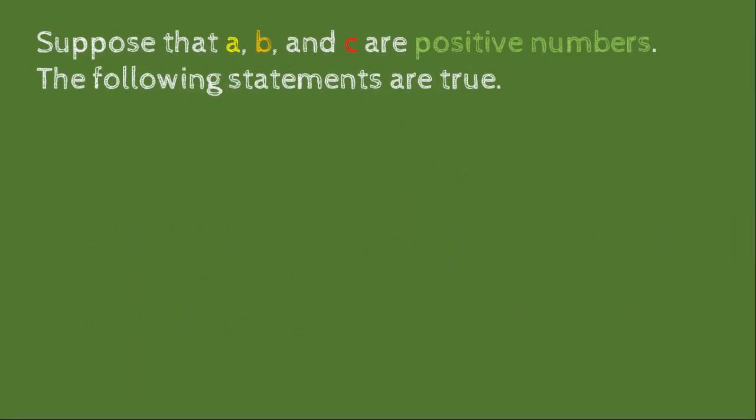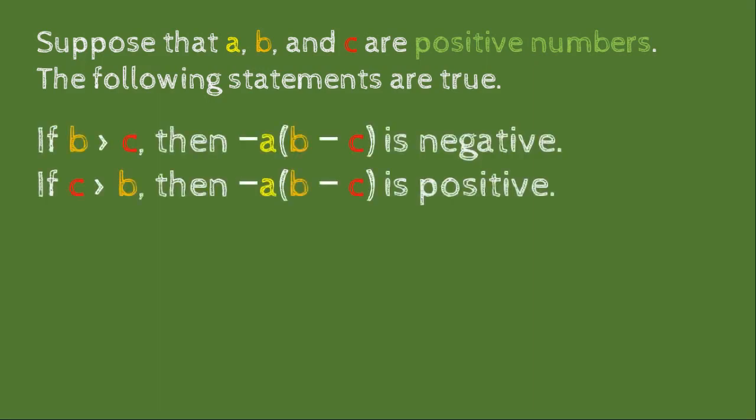Suppose that A, B, and C are positive numbers. The following statements are true. So, if B is greater than C, then negative A times parentheses B minus C is negative. If C is greater than B, then negative A times parentheses B minus C is positive. So how do we know this?